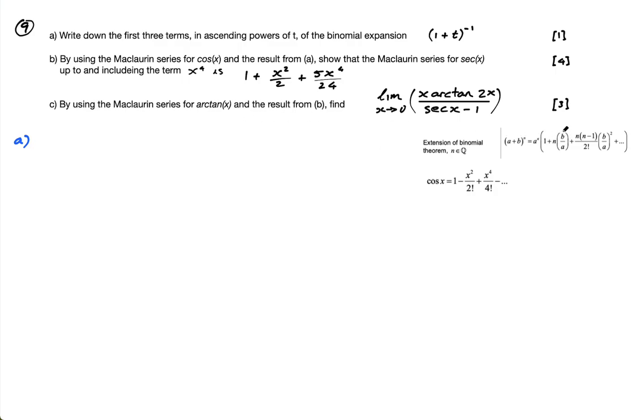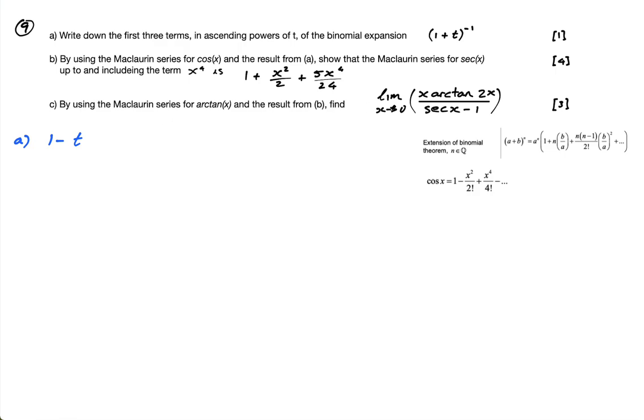So I'm going to have first term, second term, third term. First term is 1. Second term is plus n, which is minus 1. b is t, and a is 1, so it's just minus t. And then here I'm going to sub in minus 1, so I get minus 1 times minus 2, which is 2 over 2 factorial, which is 1, so that's all 1. And then I get t squared.